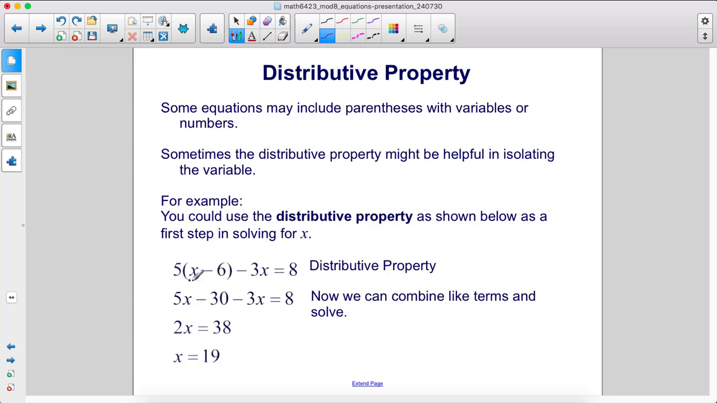So see how we have an x trapped in here, and there's one over here? We can free this x by just doing the distributive property. So 5x minus 5 times 6 minus 3x equals 8. So now we have that x is free to be combined with this one over here. So 5x minus 3x gives us 2x. Add 30 to both sides and then divide both sides by 2.